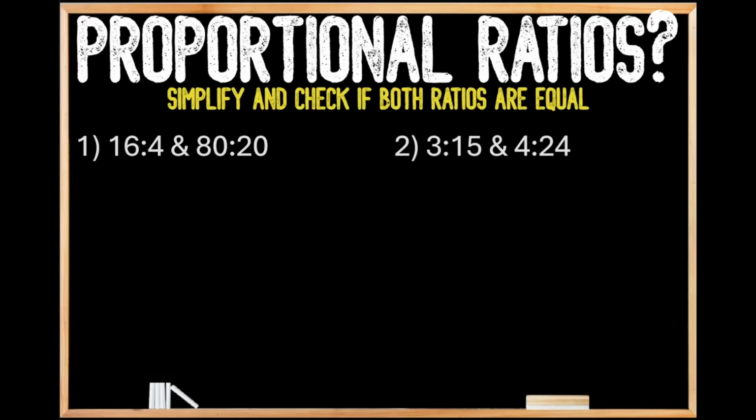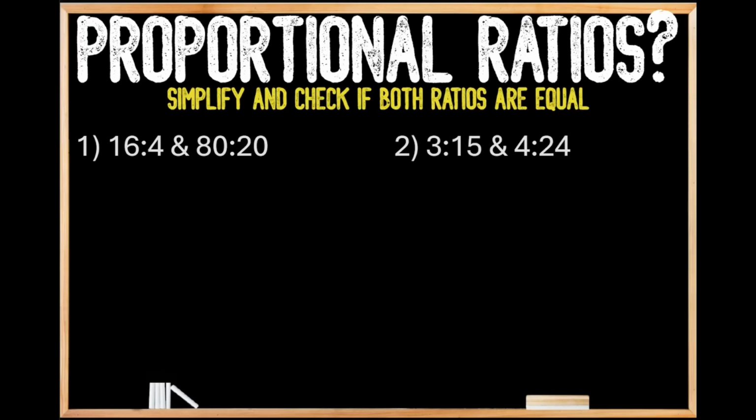Today we're going to be looking at how to determine if ratios form a proportion using simplification. We have a couple of examples that we're going to work through together here, so let's get started. It's important to note that in order for ratios to form a proportion, they must be equivalent or equal ratios.